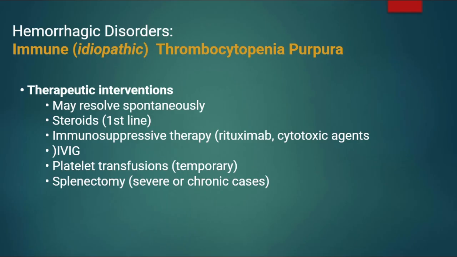Vitamin K is sometimes given to support clotting, but it is not the main treatment since the problem is platelet destruction, not vitamin K deficiency. In severe or chronic cases, a splenectomy, which is the surgical removal of the spleen, may be considered. The spleen is the site where platelets are often destroyed, so removing it can improve platelet survival.